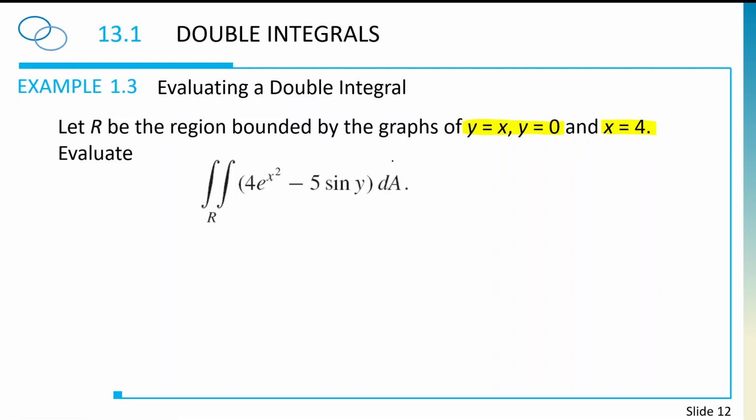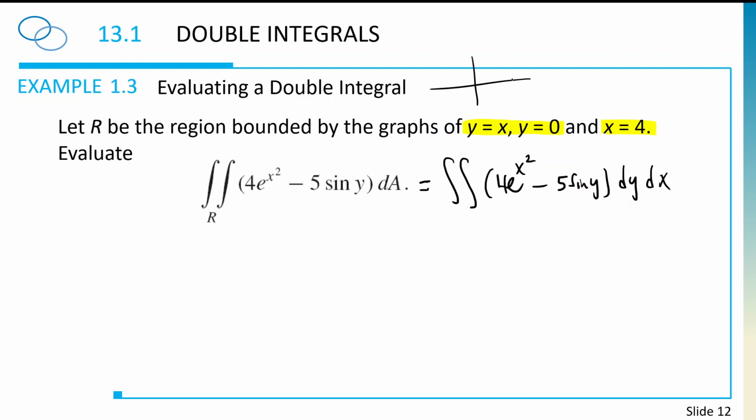So now I'll do what? I'll begin with this. This is the double integration for 4e x squared minus 5 sine y. Now we said we'll start with y. So this is dy dx. Now I need the boundaries for y. Y equals to what? Y is between 0 and x, clearly. Which one is larger? So this is the 0. Y equals to 0, and this is y equals to x. So clearly y equals to x is larger. So I need just to start from 0 to x.